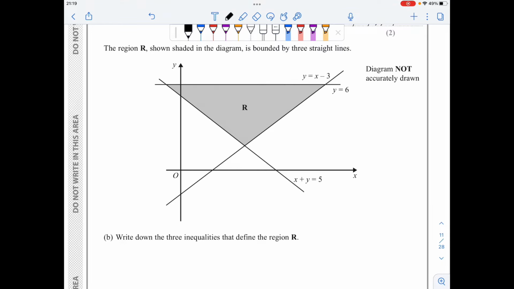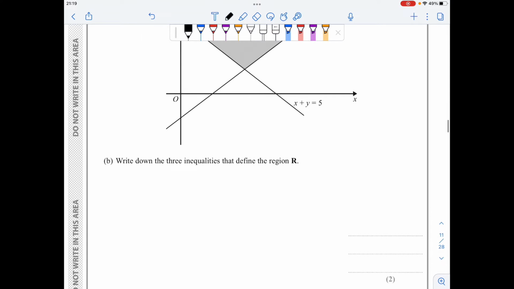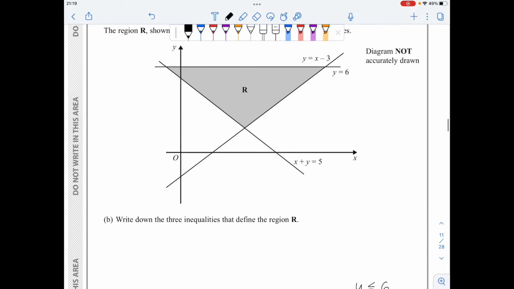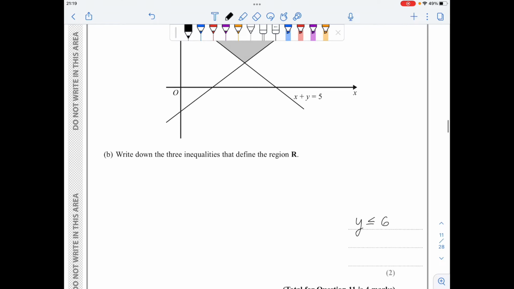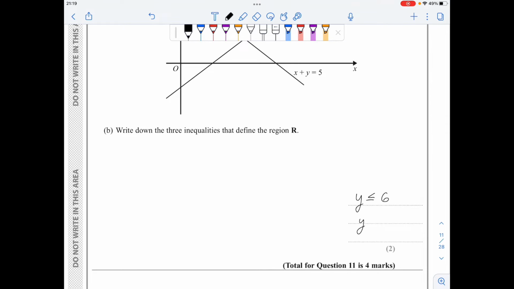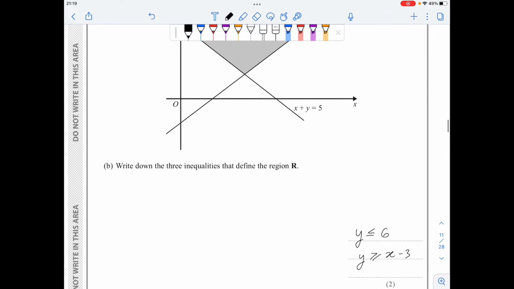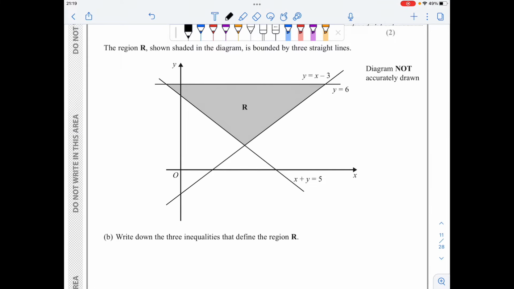Now note, let's start with y is equal to x. I need the region below this line, so y is less than or equal to 6. Let's take this line here. I need the region that is above this line, so I've got y is bigger than or equal to x minus 3. And finally, let's take this line here. I need the region above this line.